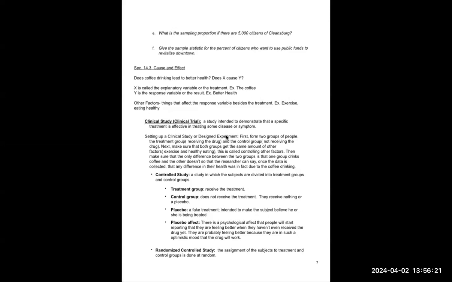So to set up a clinical trial or a clinical study, which in some textbooks is called a designed experiment, what you would do is you need to form two groups of people. You need to form the treatment group, and I have a picture of some of this stuff over here.